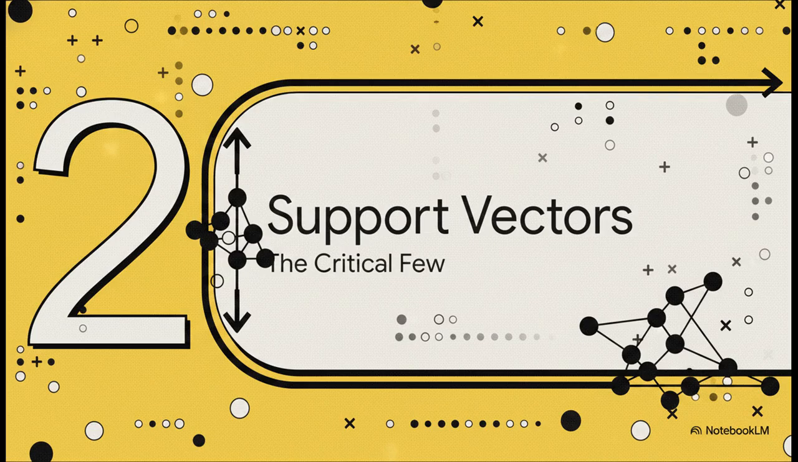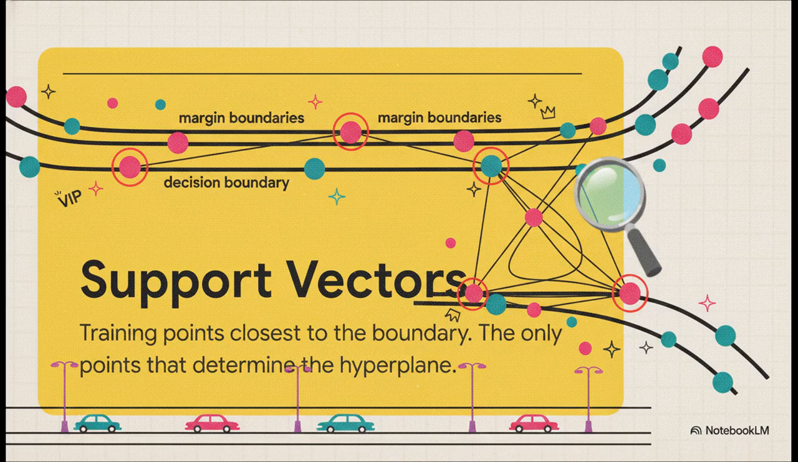Now, this is where things get really fascinating, because in an SVM, most of your data actually doesn't matter at all. And that brings us to the namesake of the whole algorithm, the support vectors. Out of your entire massive dataset, the support vectors are strictly those few training points that sit right on the edge of your margin boundaries. They are literally the only points that determine your decision boundary. Think of them as the absolute VIPs of your dataset. It's kind of crazy, but if you were to move or even completely delete any point that isn't a support vector, your boundary wouldn't change one single bit. The street stays exactly where it is.